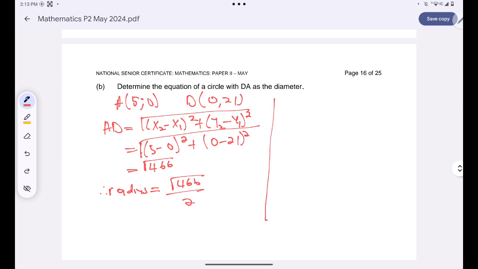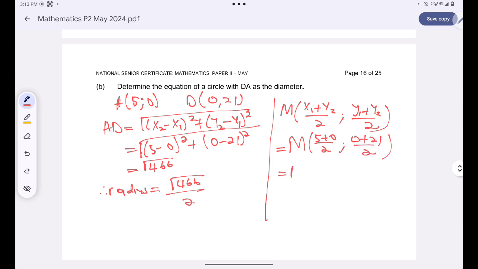and now I need to find the coordinates of the center. How can I do that? Just the midpoint of line AD. Let's say the midpoint is M, so it's x1 plus x2 all over 2, y1 plus y2 all over 2. So this will give me 5 plus 0 over 2, and then 0 plus 21 all over 2. Then the coordinates of M are 5 over 2 and 21 over 2. These are the coordinates of the center.